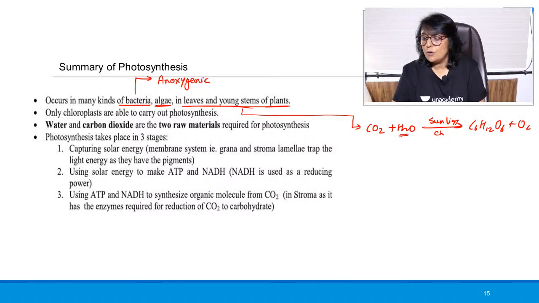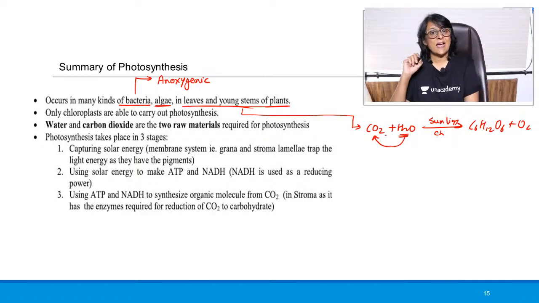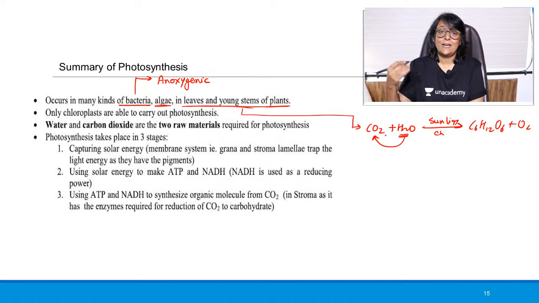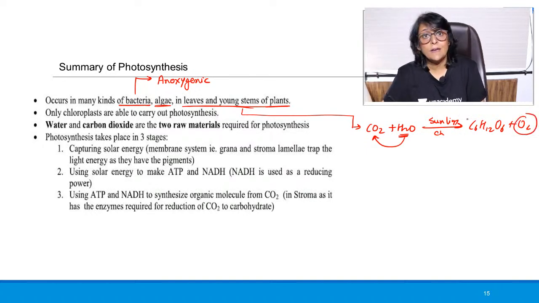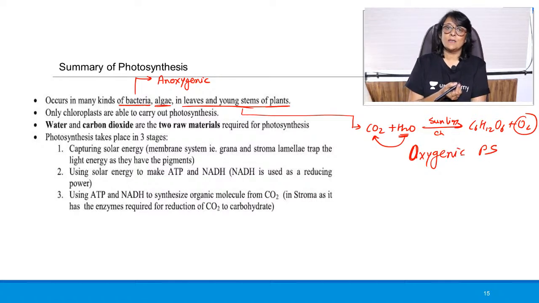Now, the hydrogen which is in water is going to be used to reduce carbon dioxide. This is the basic reaction that we are talking of. So you need an agent which can give hydrogen, the reducing power, and the plants will synthesize that. Here oxygen is given out, so this photosynthesis is called oxygenic photosynthesis. What happens in bacteria?